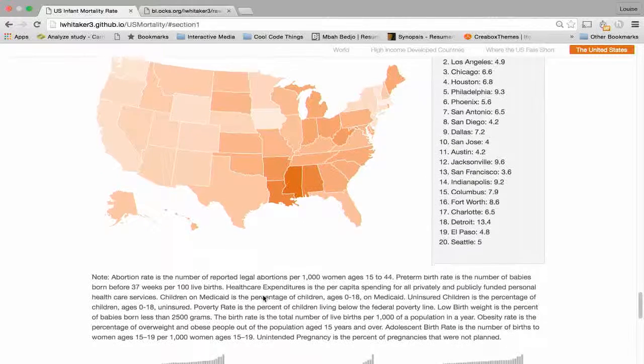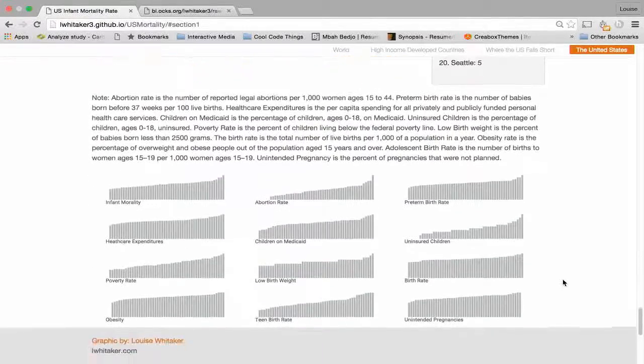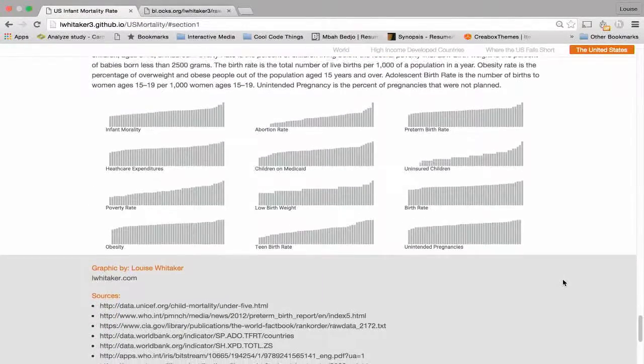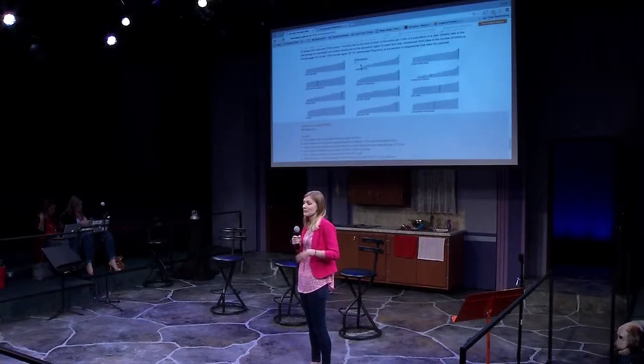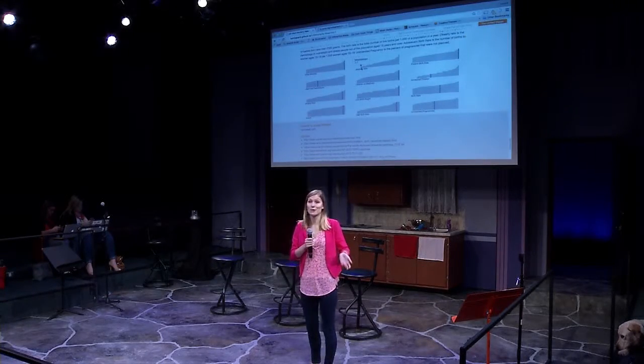And then the last part of the project, these were these mini bar charts, and they look at data in all of the states. And if you hover over one bar, you can see where the state falls on all of the bars, which I did here. This one's infant mortality. There's Massachusetts, the lowest, Mississippi at the highest. You can see where it falls on all of the other different charts. And you can see that it has the highest preterm birth rate, and interestingly enough, the lowest abortion rate of all of the states.